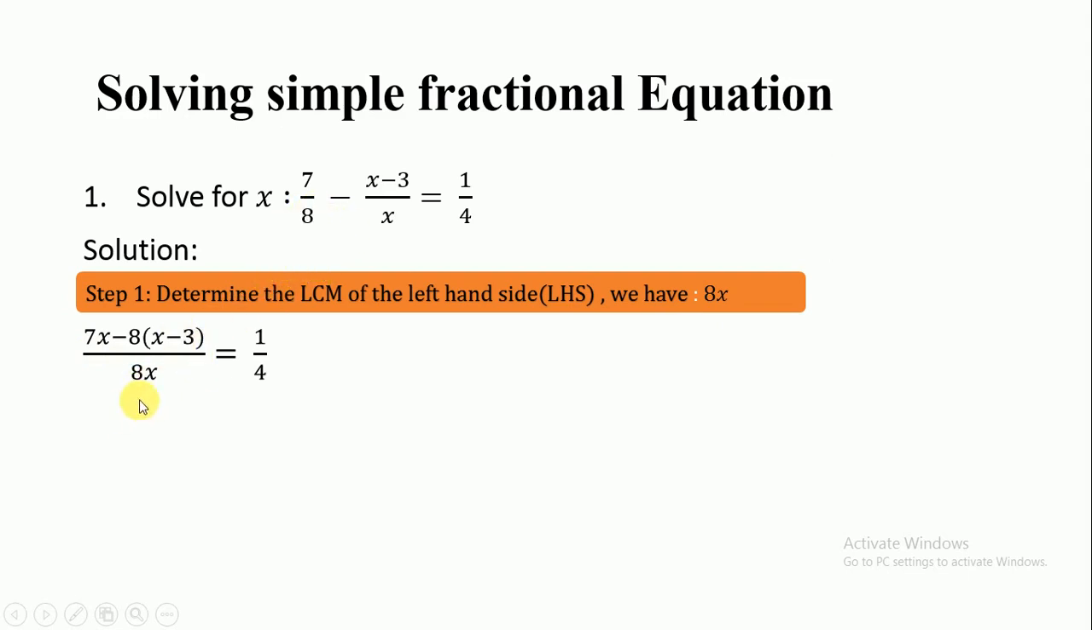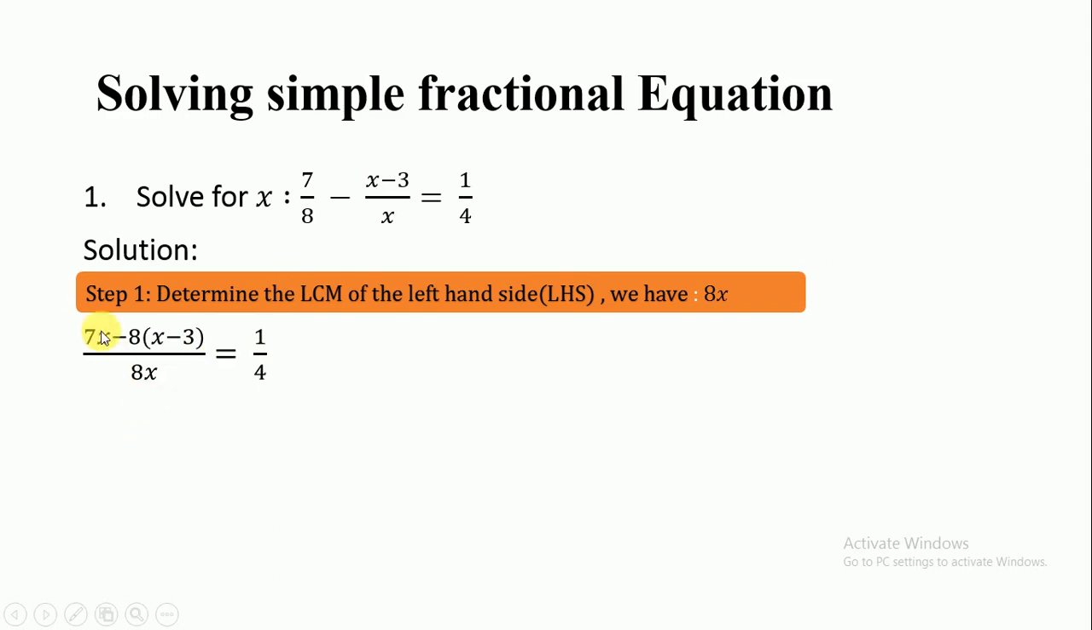8 in 8x will give you x. x times 7, that is 7x. This is the minus sign here. 8 in 8x gives you 8 times open bracket x minus 3. Because this is an algebraic expression, you put it in brackets. Equality sign equals 1 over 4.